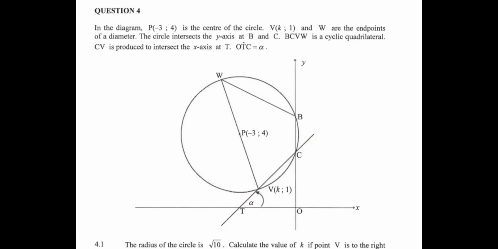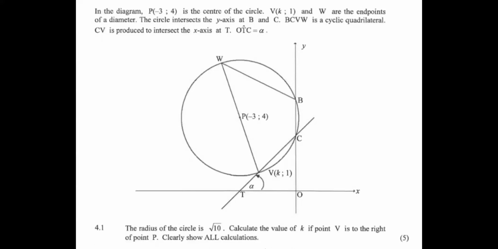Right, let's have a look at the first question. 4.1 says, the radius of the circle is square root 10 units. Calculate the value of k if the point V is to the right of point P. Clearly show all calculations. Okay, what are they saying here? The radius is square root 10 units. We need to calculate k, which is the x-coordinate for point V, if point V is to the right of point P.